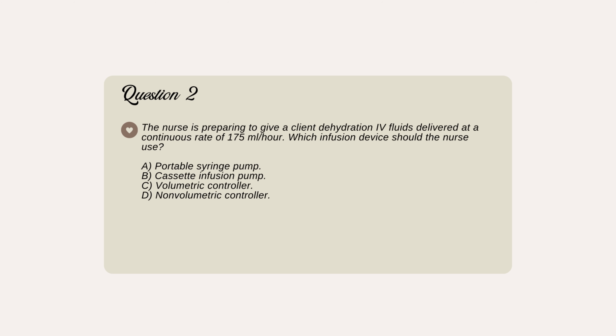Question number 2. The nurse is preparing to give a client dehydration IV fluids delivered at a continuous rate of 175 milliliters per hour. Which infusion device should the nurse use? A. Portable syringe pump. B. Cassette infusion pump. C. Volumetric controller. D. Non-volumetric controller.